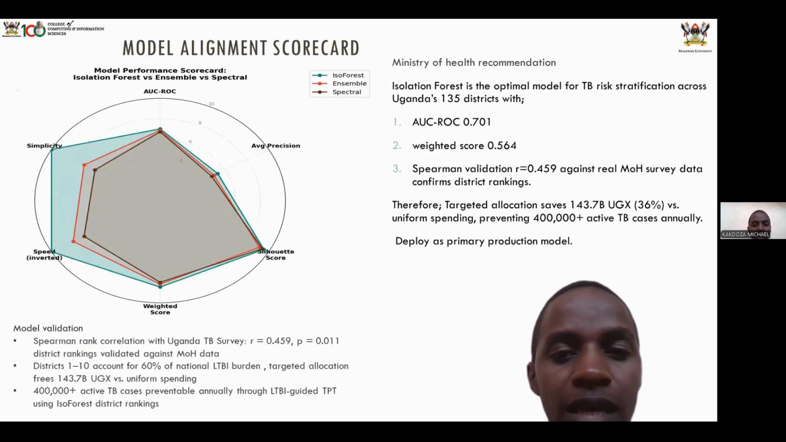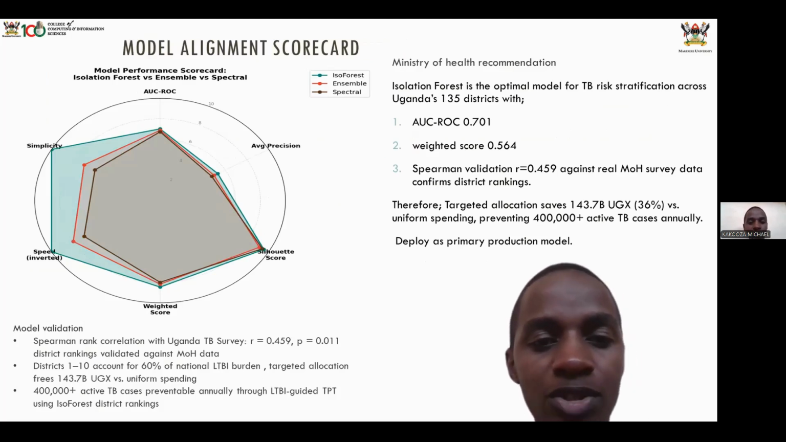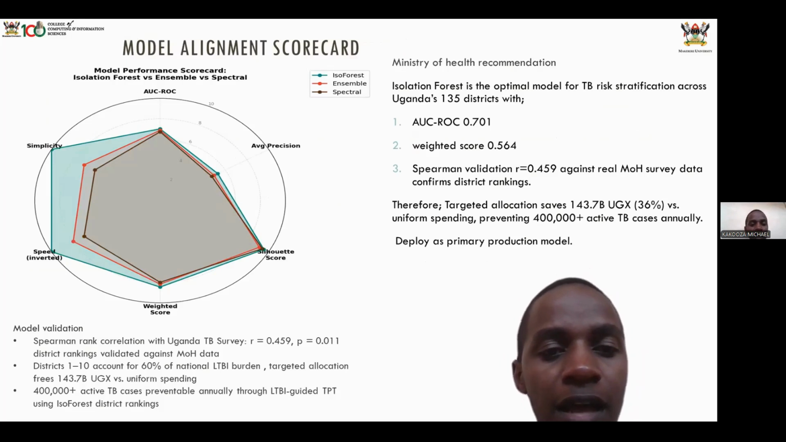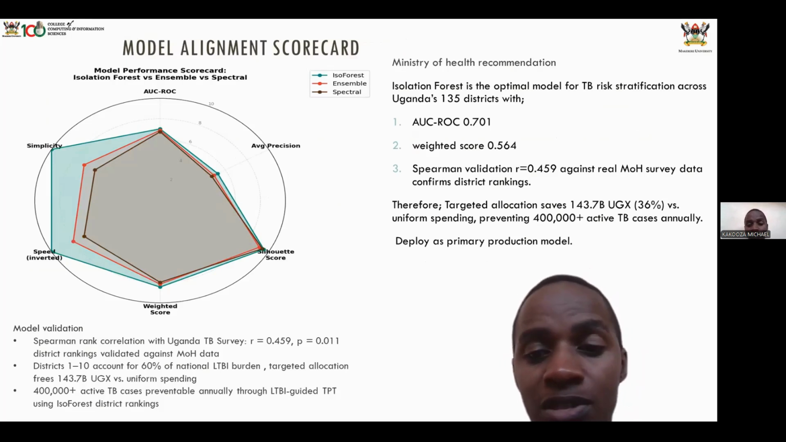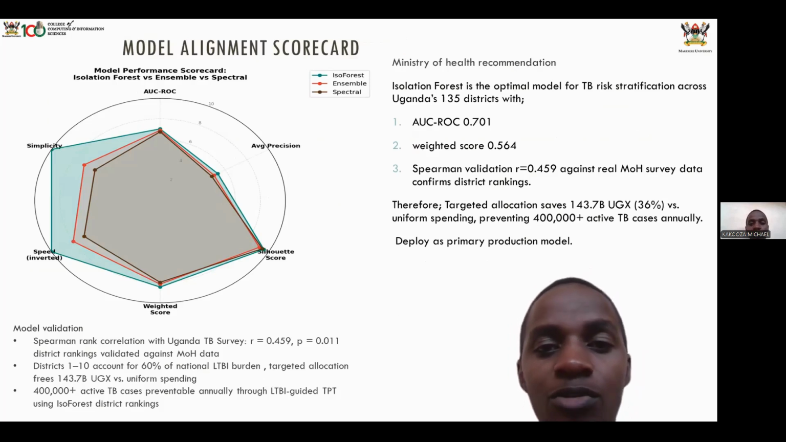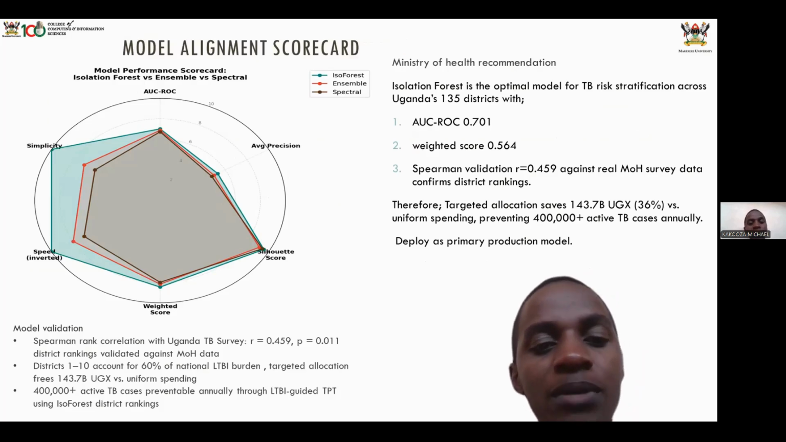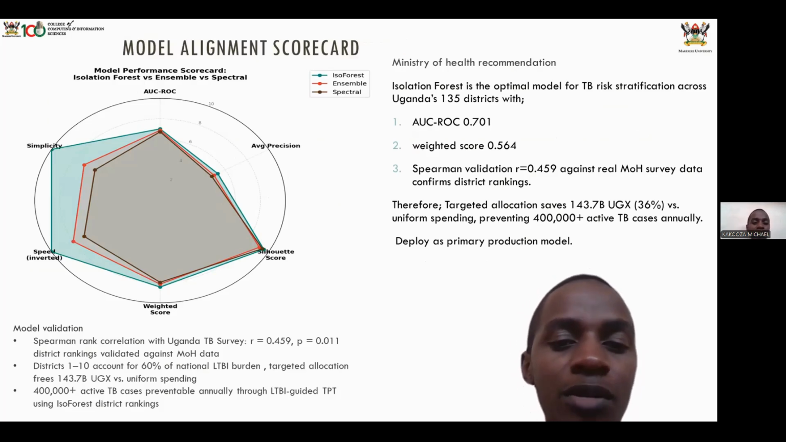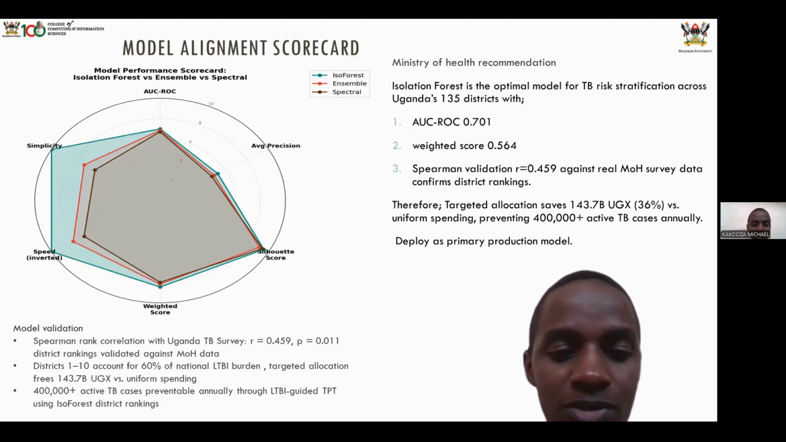So the model alignment scorecard: isolation forest versus ensemble versus spectral. You picked these 3 models because out of the 7, you have to pick the best 3. From the best 3, it came out as the best model based on the scores that you have seen before.